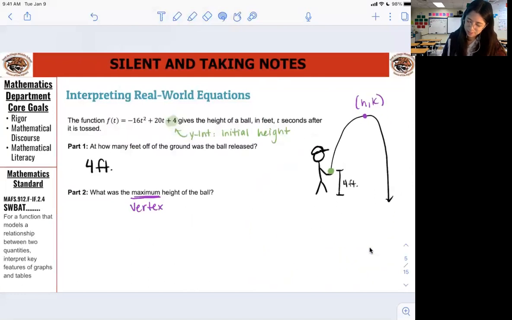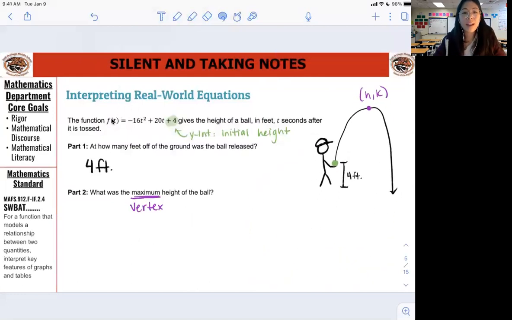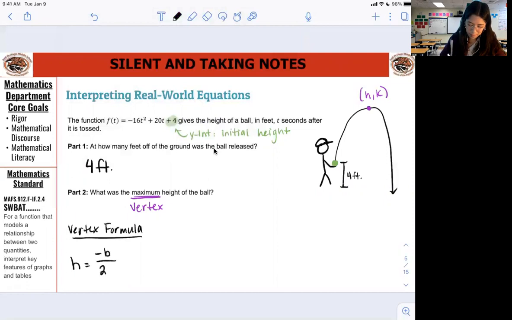Okay, so let me move my little drawing up here. Since all I have is a standard form equation, I don't have a graph, I don't have vertex form, I'm going to have to use the vertex formula. There's no other way. So what is my vertex formula again? H equals negative b divided by 2a. Good. Based on my equation, what is my A, what is my B? Our A is negative 16, our B is positive 20. Beautiful. All right, let's go for it.